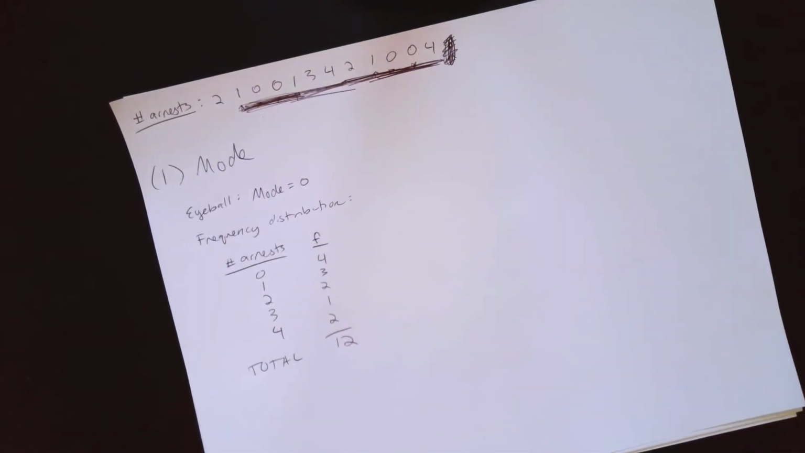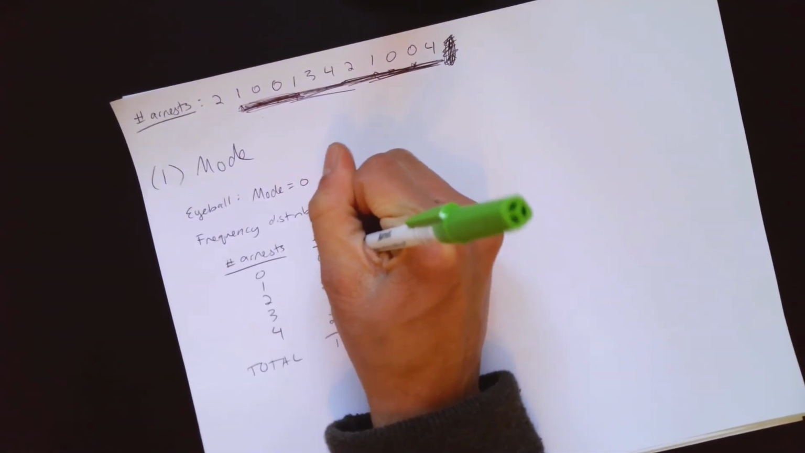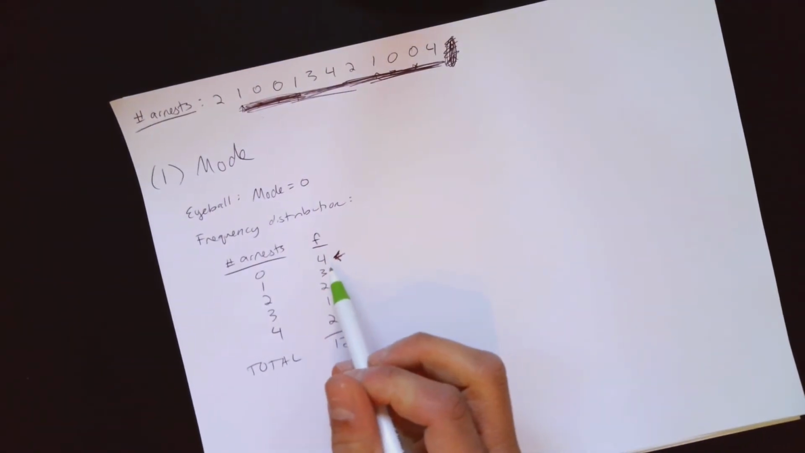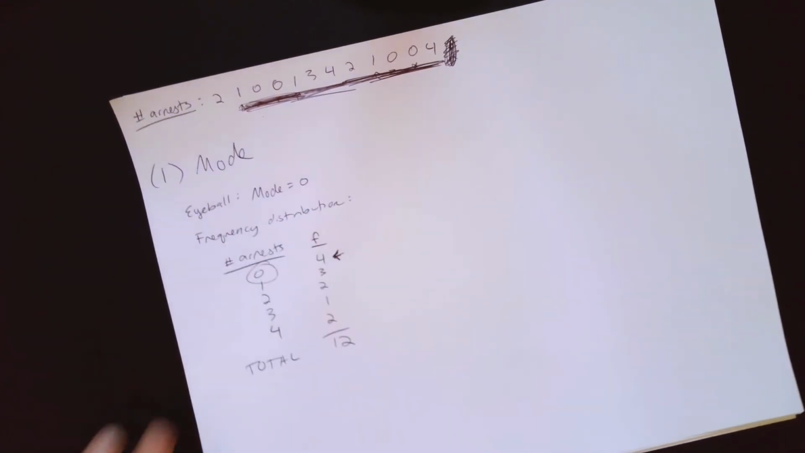So here's our frequency distribution. The way to find a mode in a frequency distribution is to look for the highest number in the frequency column, because the frequency column tells you how many times a particular observation appears in the data. So you can see here, the highest number in our frequency column is 4, and that means that the mode is going to be 0 right here. So we found it 2 different ways. They came out to be the same, as you would expect.